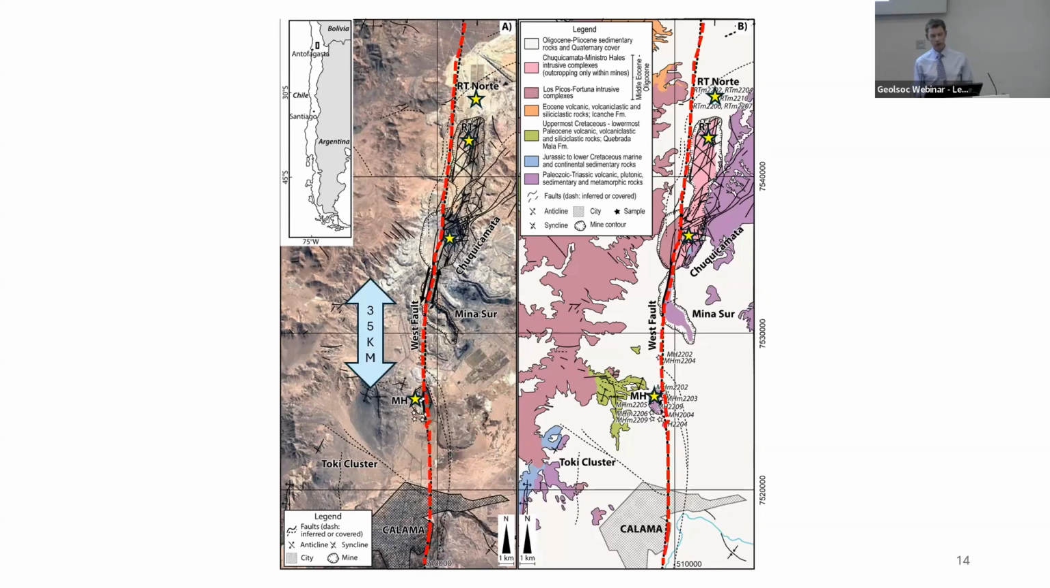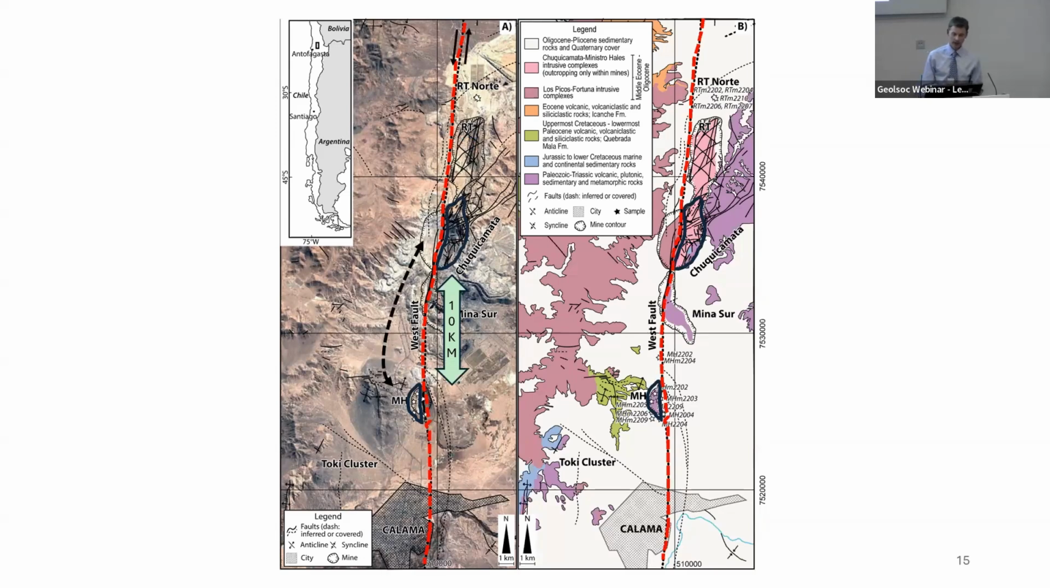Structural reconstruction across the fault, based on many observations extending north of the RT North deposit and south of Calama City, points to a net displacement of about 35 kilometers horizontally and about 500 meters vertical displacement towards the west.